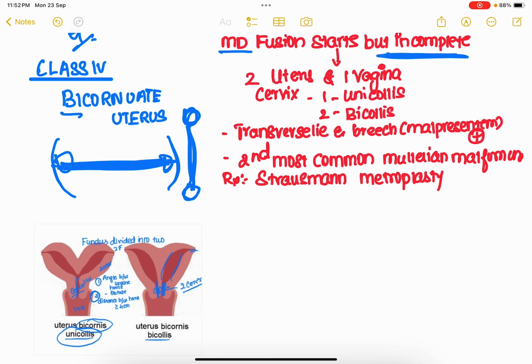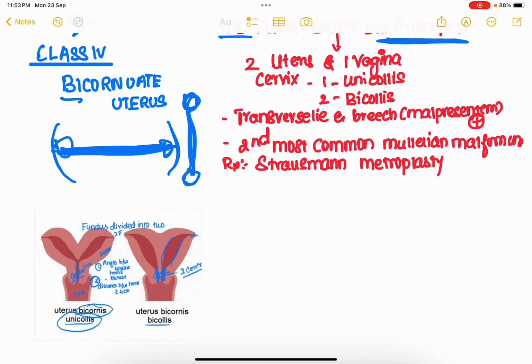So in bicornuate uterus also, two uterus will be present and one vagina will be present, and depending upon the stage of fusion and incompletion, the cervix will be either 1 or 2. If it is 1, it is unicollis. If it is 2, it is bicollis. And what is the malpresentation which is common in bicornuate uterus? Since there are two separate uterine cavities, it could be either a transverse lie or a breech presentation.